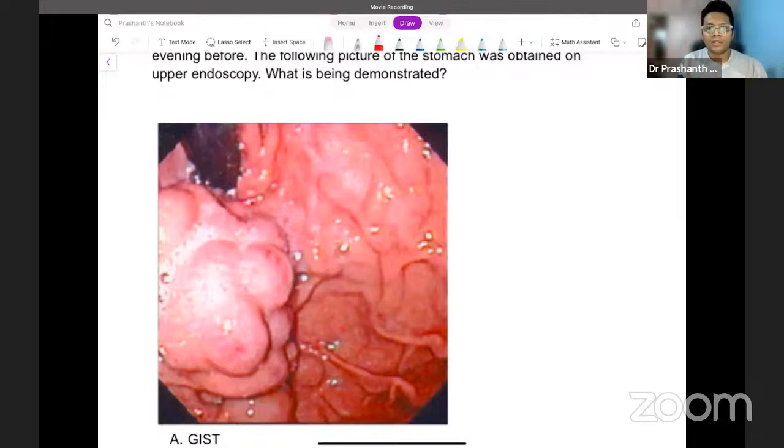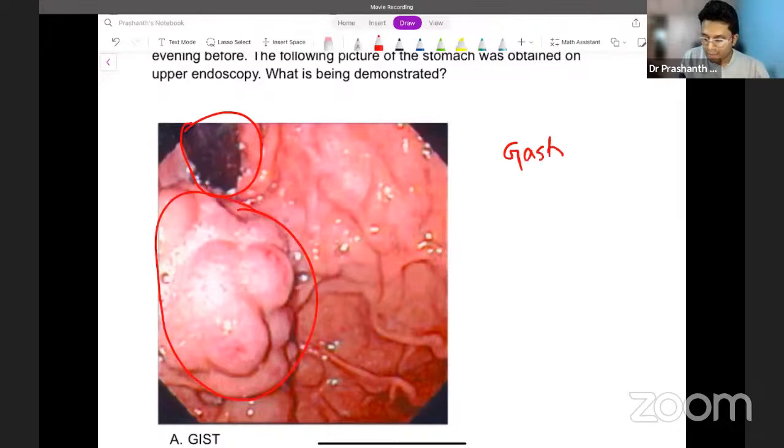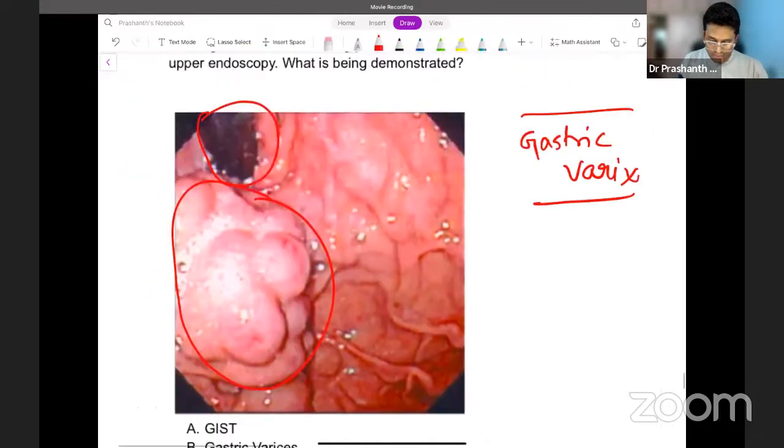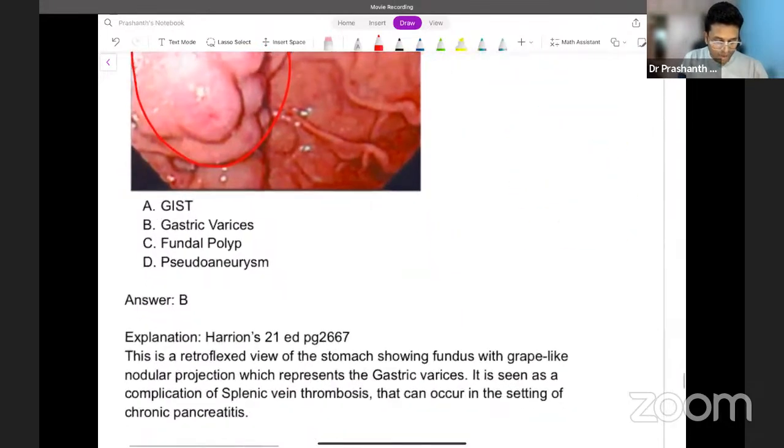Now, this is a picture where you are able to see one part of the scope. The scope has retroflexed when you are looking at the fundus of the stomach, and you see some grape-like projections here. So we have no doubt what we are seeing. What we are seeing is actually called a gastric varix. So we are seeing a patient with chronic pancreatitis who has a gastric varix. The question is simple. They have just asked what is being seen. So the answer is clear. It is B, gastric varix. So it's quite simple.